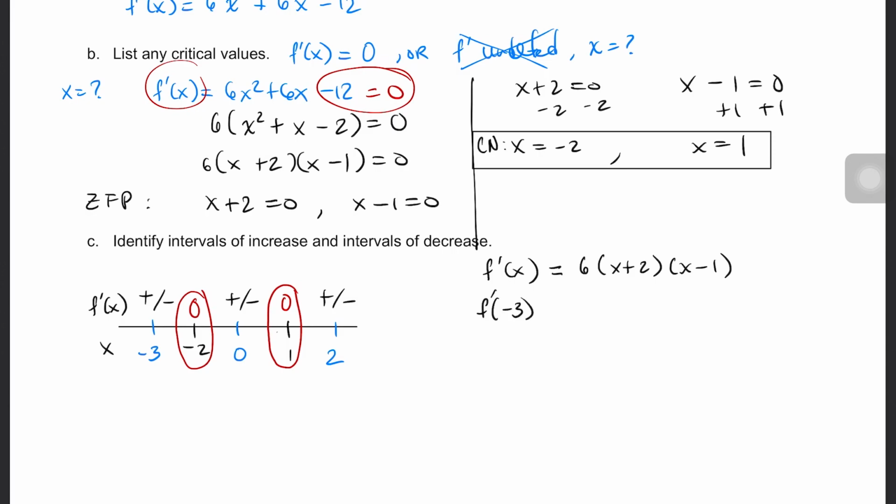So we're going to test -3. Now, 6 is a positive number, right? So we know it's a positive number. When you plug in -3 here, -3 plus 2 is going to give you -1. So that's negative. And then plug in -3 here, and that gives you -3 minus 1. That gives you a negative number.